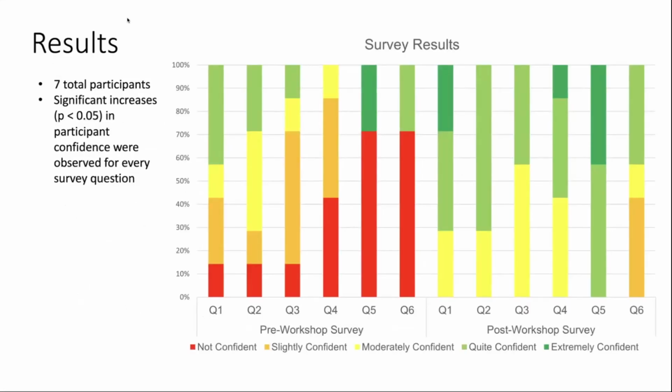So here are the results of the survey. There were 7 total participants and 6 total questions in the survey. You can see the pre-workshop on the left revealed many participants were not confident, which is that red color, regarding image registrations. And then post-workshop on the right, there was no longer any not confident, mostly quite confident, extremely confident. For each question, there was a significant increase in confidence noted as well.